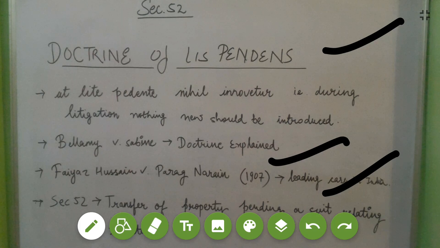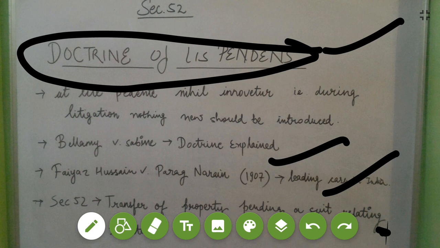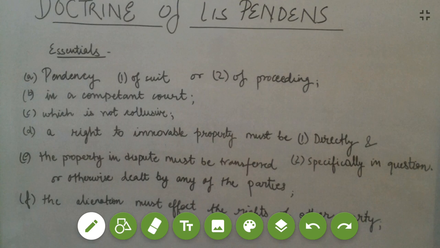Then your section 52, transfer of property pending a suit relating thereto. This is the main heading of section 52, that is the transfer of property pending a suit relating thereto, and it is known as the doctrine of Lis Pendens. So explaining it further, what are the essentials of the doctrine of Lis Pendens? The first essential is pendency.